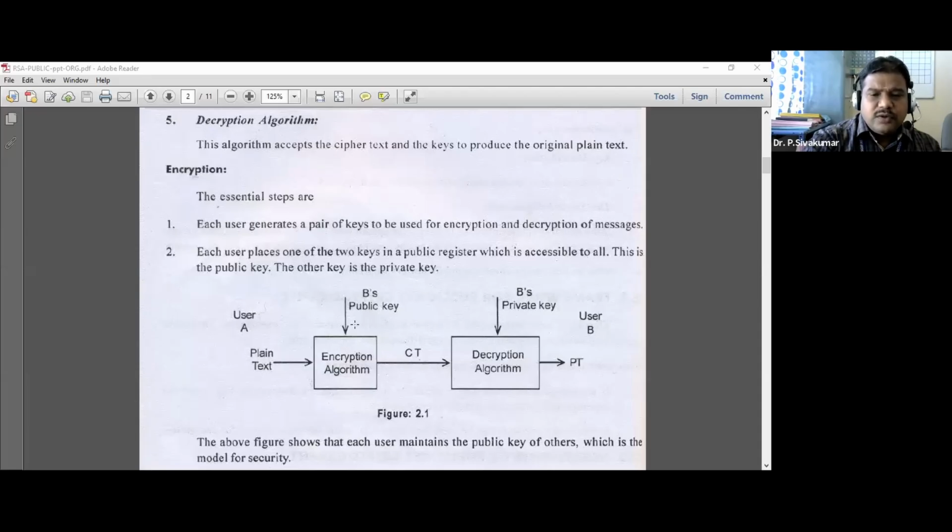So here we can use two keys, one private and another public. In the encryption algorithm, normally we use the recipient's key. Who is the recipient? B is the recipient, A is the source. So in public key cryptography, in the encryption algorithm, we use the recipient's public key. You can remember this point. We use the recipient's public key, perform the encryption algorithm, get the ciphertext, and then the ciphertext reaches user B, the recipient.